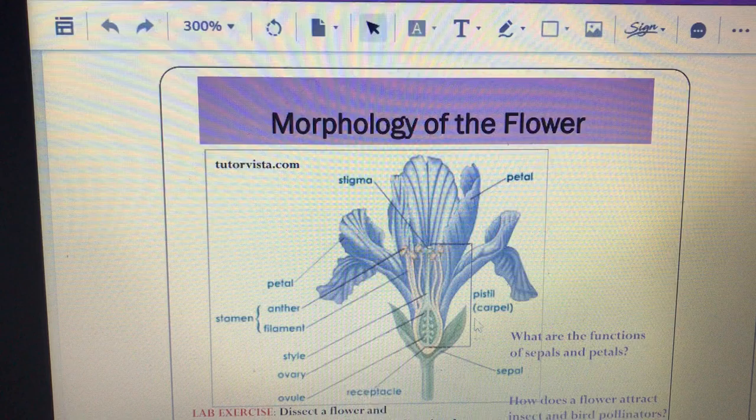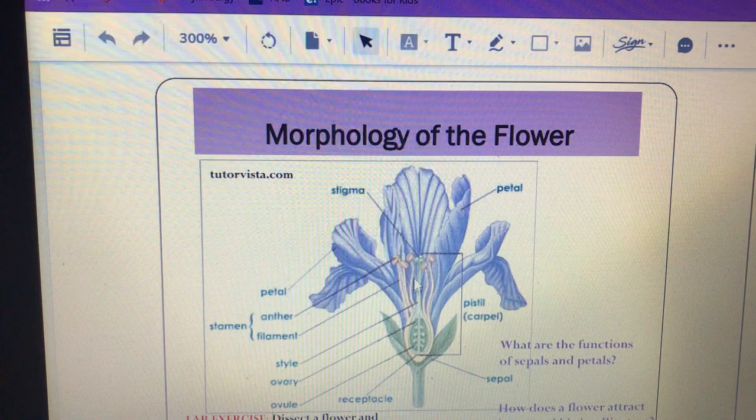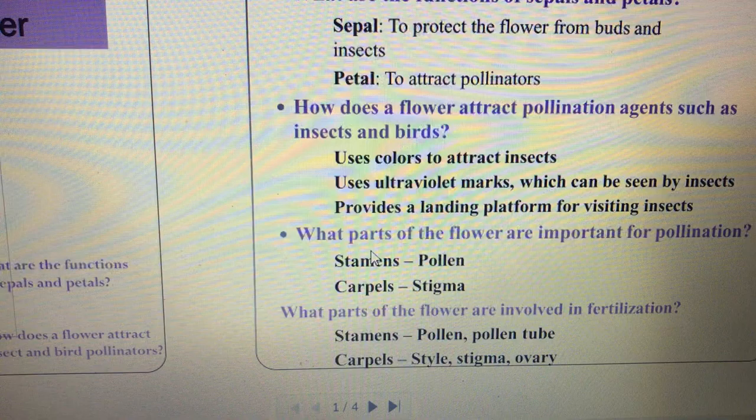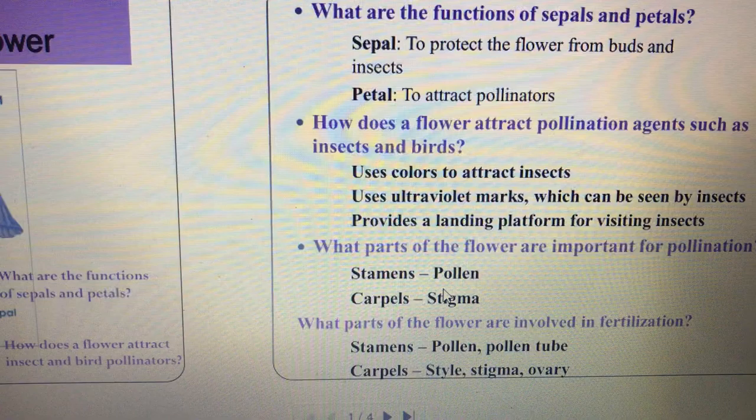And they contain the stigma, which is over here in the middle. So the parts of the flower that are important for pollination are the stamens and the carpels. The carpels contain the stigma, and the stamens contain the pollen.